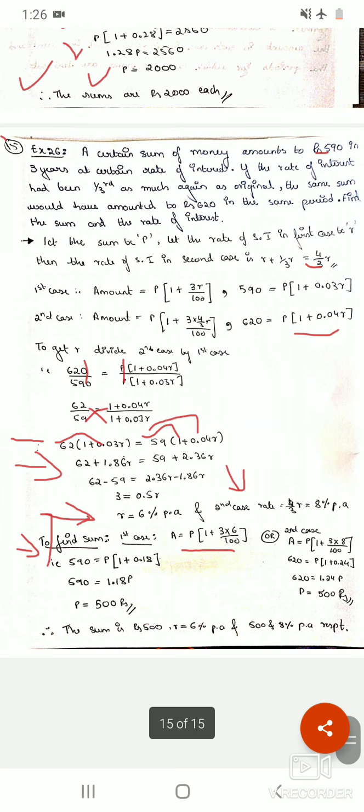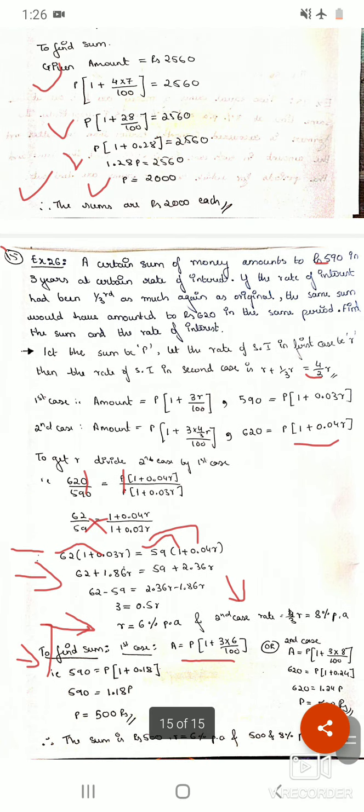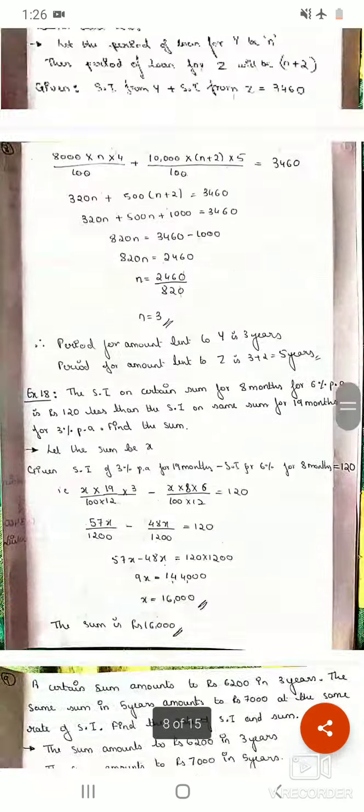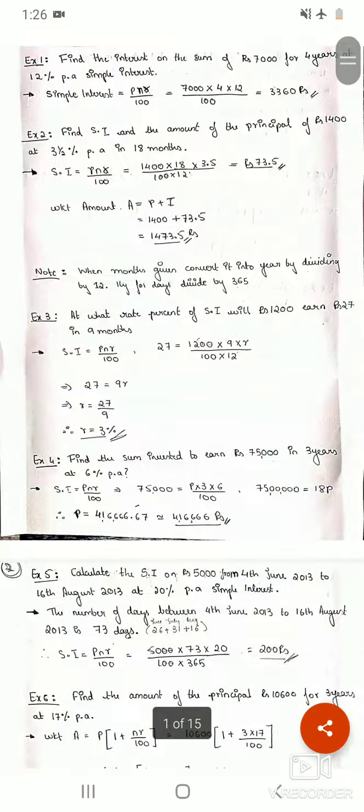Therefore the sum is rupees 500 in each case, and the rate of interest is 6% per annum and 8% per annum respectively. The sum is same, the rate of interest is different. So with this we have completed simple interest, the first chapter. In the next class we'll begin with compound interest.